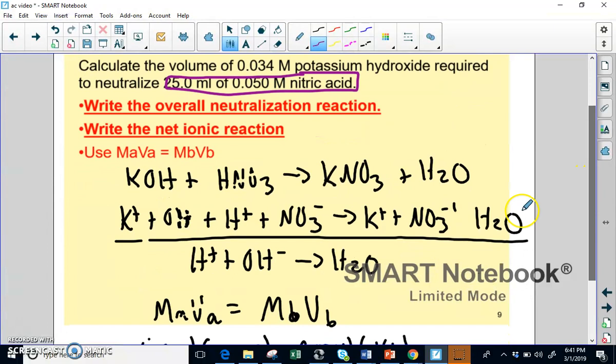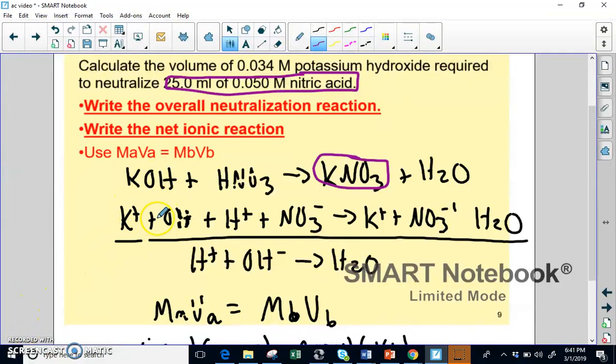So I wrote the neutralization reaction. Remember, this is a double replacement, so make sure you can do that yourself, right? And here we have, again, this salt. Both of these are spectators, so again, the pH is going to be 7 when you react equal moles of KOH and HNO3. And here I wrote the net ionic.